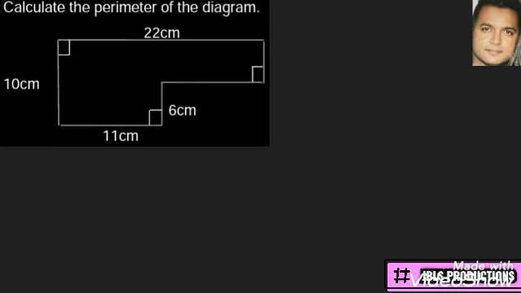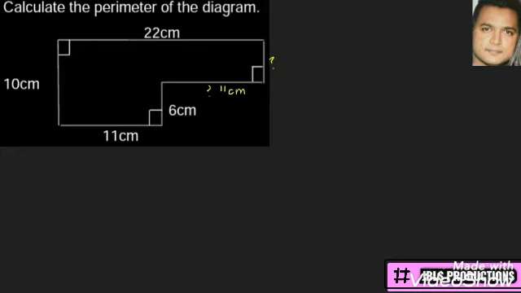So by looking at this diagram, we can see that this section here has no value, and this section here has no value. So what we need to do is calculate this. Now by looking at the top part, the full length of the top part is 22 centimeter, and going down at the bottom there we have 11 centimeter. Now that 11 centimeter is a part of the 22 centimeter. So the line that's horizontal will be 11 centimeters.